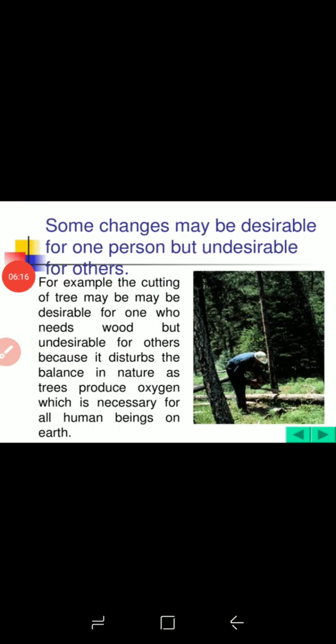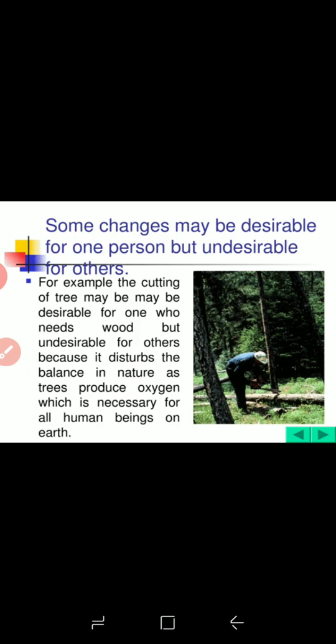Understood? Then some changes may be desirable for one person but undesirable for others. For example, the cutting of a tree may be desirable for one who needs the wood but undesirable for others, because it disturbs the balance in nature, as trees produce oxygen which is necessary for all human beings on the earth. Again, I want to tell you some extra information about our trees.